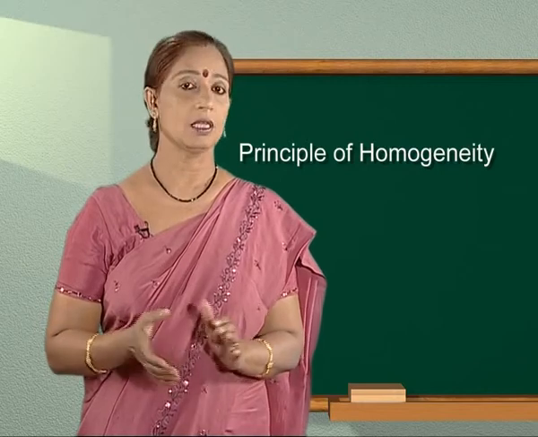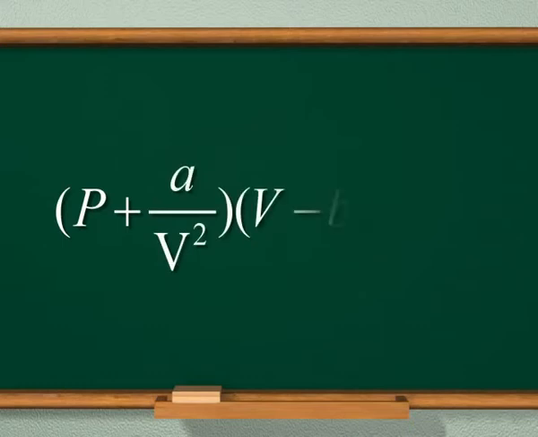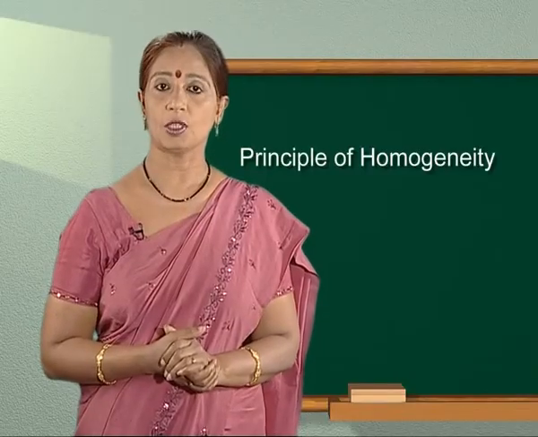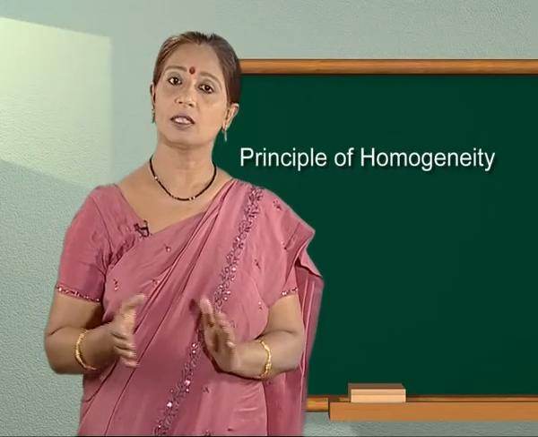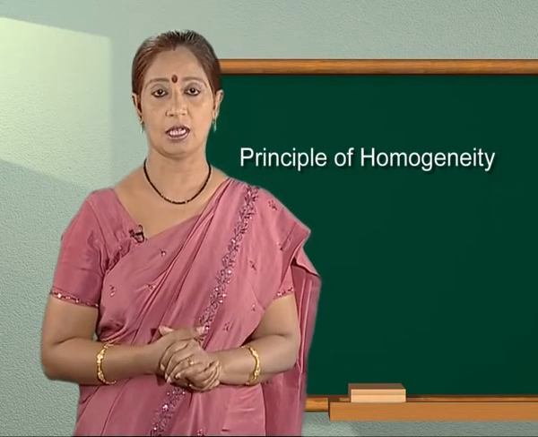Next problem is the van der Waals equation, given as p plus a upon v square whole multiplied by v minus b equal to RT, where p is pressure, v is volume, T is temperature, and R is the gas constant. You have to find out the units of constants a and b. Principle of homogeneity applies when terms connected with plus or minus signs have equal dimensions.